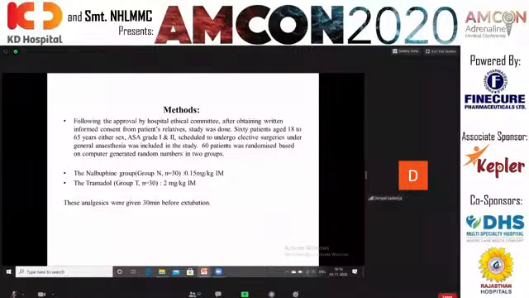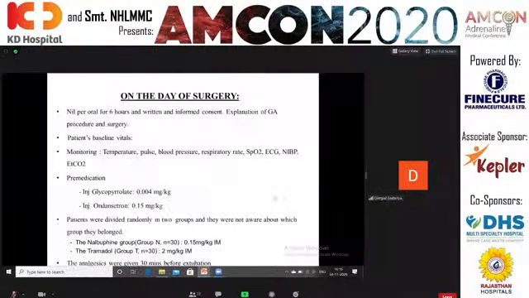On the day of surgery, NBM is maintained, and explanation of the GA procedure and surgery is done and informed consent taken. Monitoring intraoperatively: blood pressure, pulse, respiratory rate, temperature, SpO2, ECG, NIBP, ETCO2. Pre-medication given: injection glycopyrrolate 0.004 mg per kg, injection ondansetron 0.15 mg per kg. Patients divided into two groups. Group N given nalbuphine IM and group T given tramadol. These were given 30 minutes before extubation.